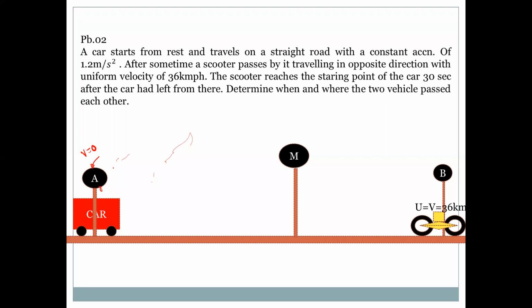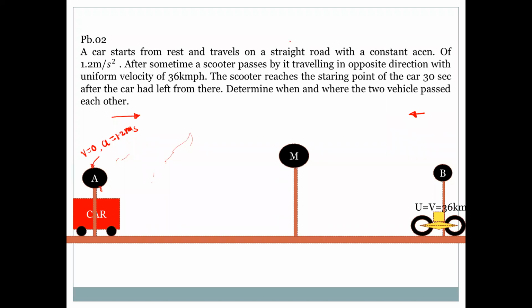Then car has constant acceleration of 1.2 meter per second square when it starts the motion. So acceleration of the car is 1.2 meter per second square. So with this acceleration, car travels towards the right side. Okay. From opposite direction, scooter starts the motion and it is having the constant speed, which is u is equal to v, that is initial speed is equal to its final speed is equal to 36 km per hour.